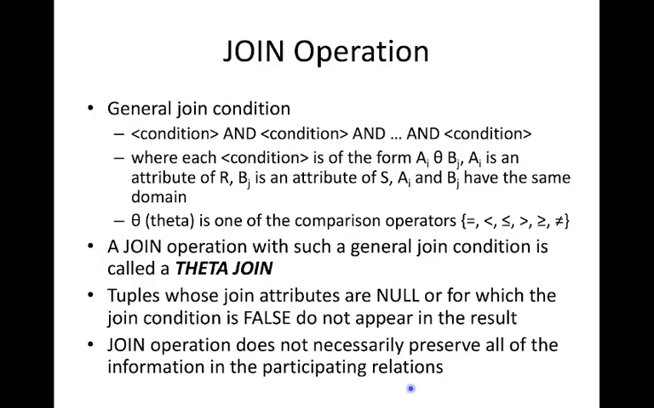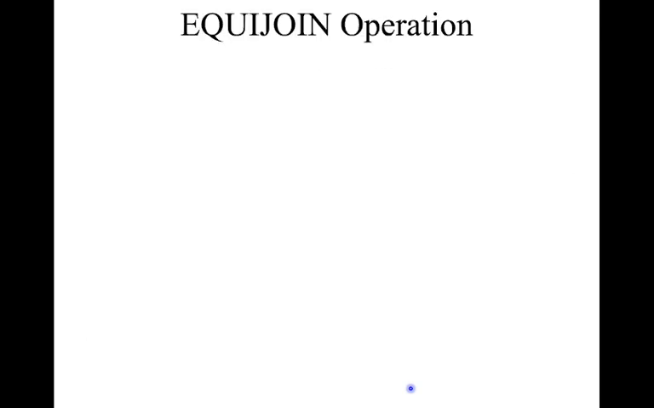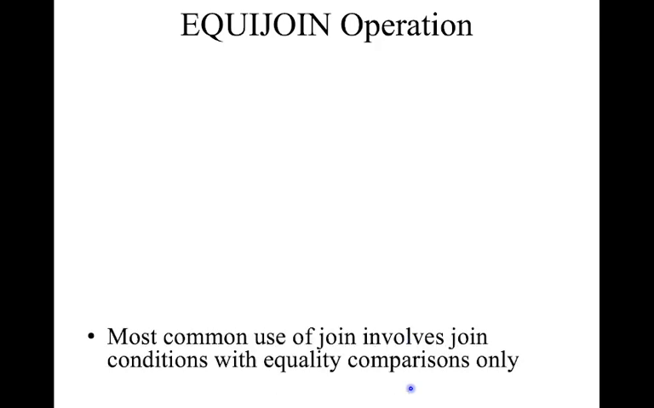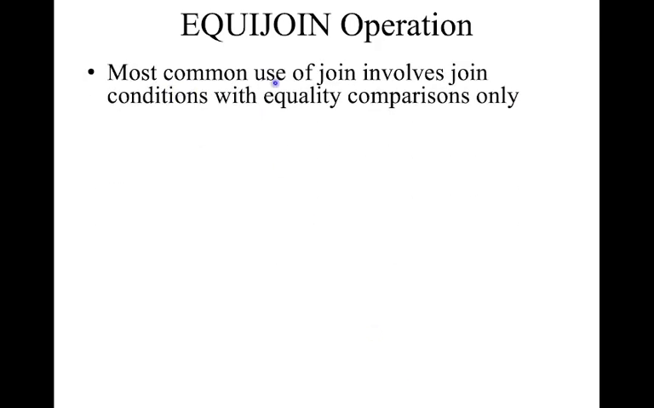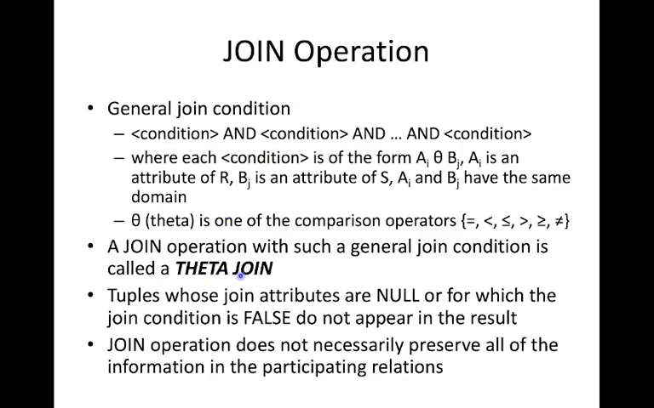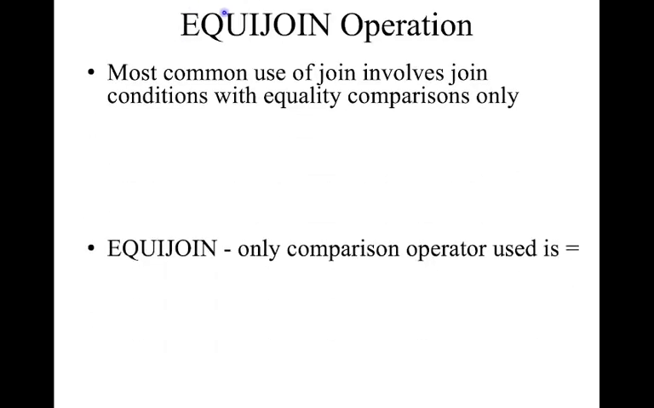So that's all about join and theta join. Then there is equi join. Equi join: the most common use of join involves join conditions with equality comparisons. Theta join is a general statement, so any of the six operators can come. If the join condition is an equality operator, like the examples we have seen, both of those two examples are examples of equi join. We call them equi join operations.